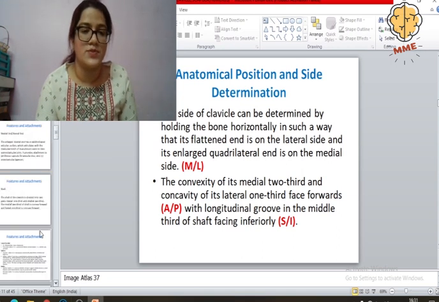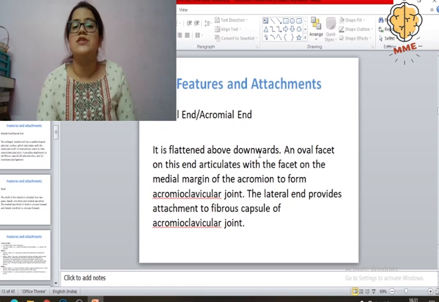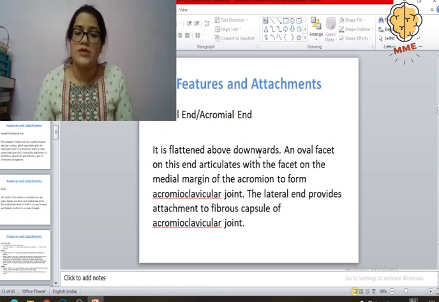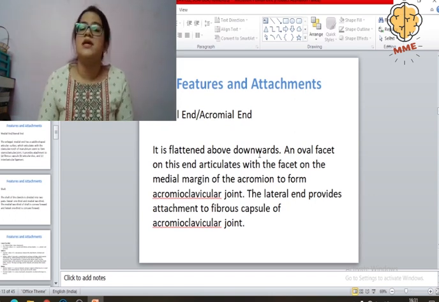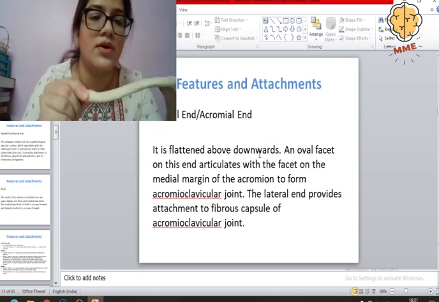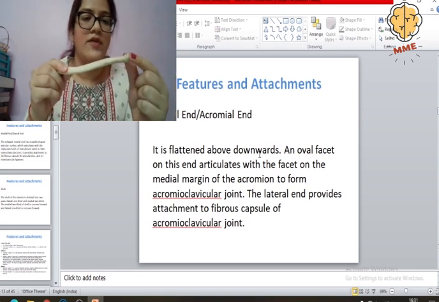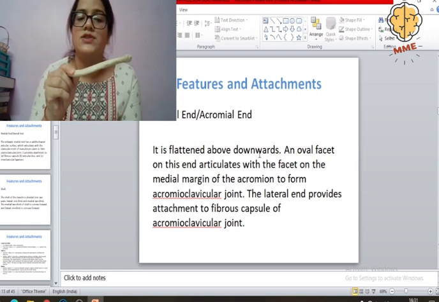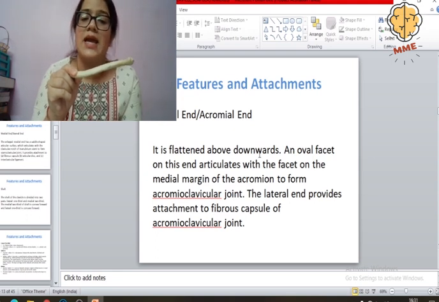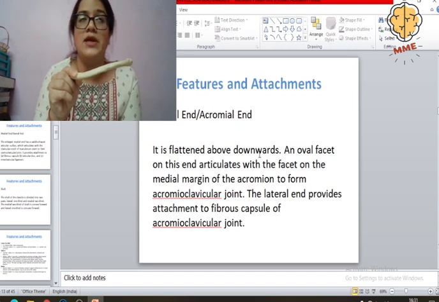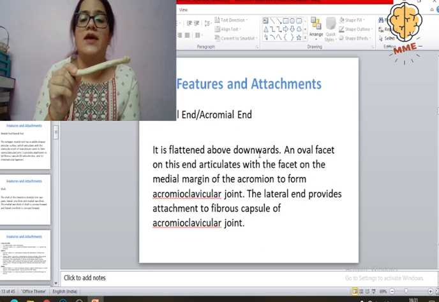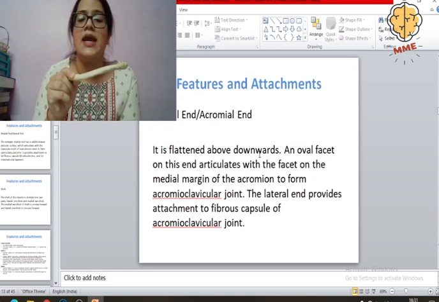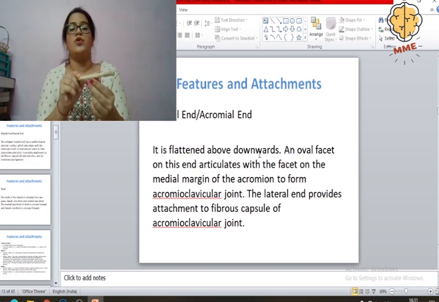Now let's proceed forward. Features and attachments. Let's describe the lateral end first. So it is flattened from above downwards. There's an oval facet over here. This oval facet on this end articulates with the facet on the medial margin of the acromion to form the acromioclavicular joint. The lateral end provides attachment to the fibrous capsule of the acromioclavicular joint.